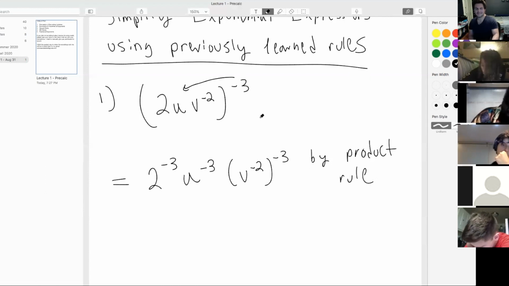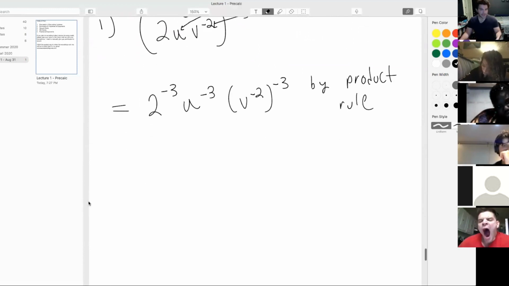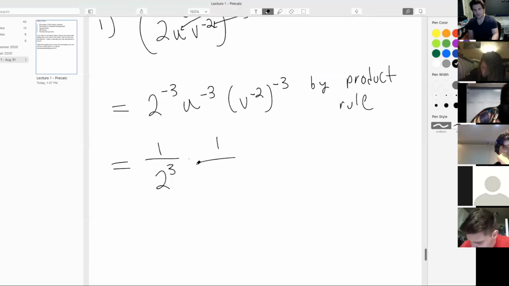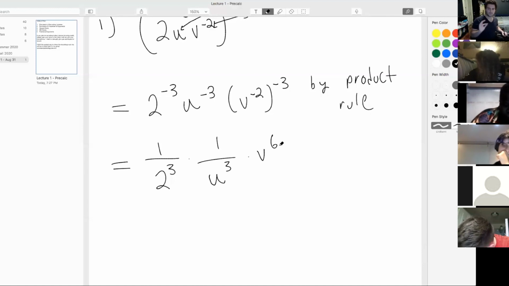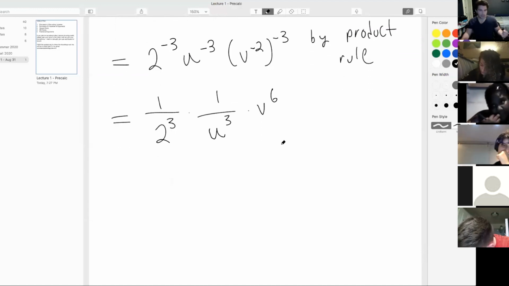All right, so I hope everyone sees how I got that. I'm just putting this power of minus 3 onto each factor as the rule states. Okay, very good. And now let's use our negative exponent rules. So this will be 1 over 2 cubed multiplied by 1 over u cubed multiplied by v to the sixth power. I just made all of those exponents positive. So I hope we're good.